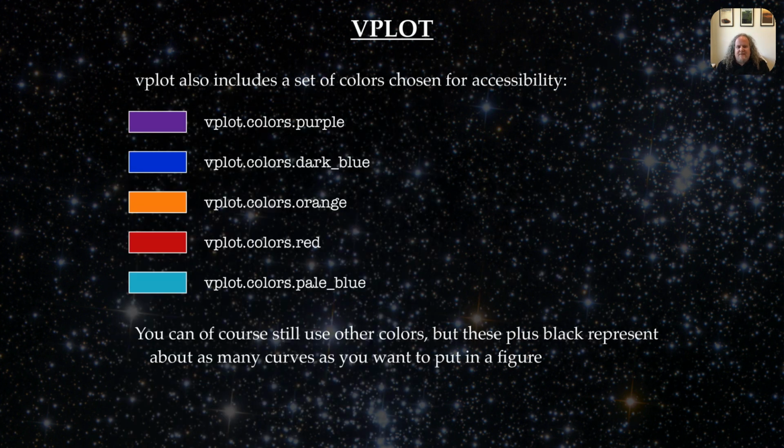Finally, I want to note that we have selected a handful of colors that are chosen for accessibility. When plotting a curve, simply include one of these 5 variable names after your color keyword in the plotting command, and Python will use that color. These 5 colors plus black represent 6 different colors you can use in a figure and should cover most use cases. We found that if you want to include more than 6 curves in a figure, you should probably change the line style to dots or dashes to distinguish those parameters from others.